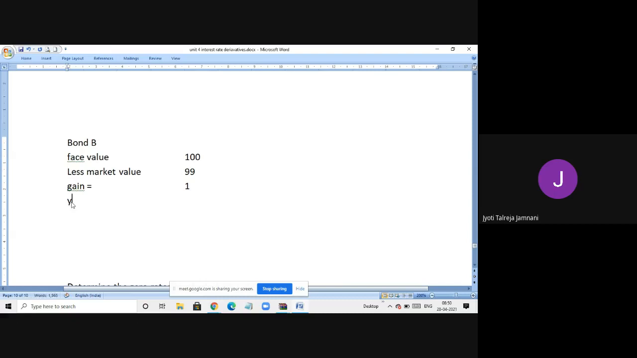So yearly gain will be 1 rupee into how many half years in a year? 2. So we get 2 rupees yearly gain. Now we can find the yield. Yield is equal to 2 divided by, that is gain divided by the market value 99 into 100. First you need to divide and then you need to multiply it with 100. So how much? 2.02. Yield is equal to 2.02%.